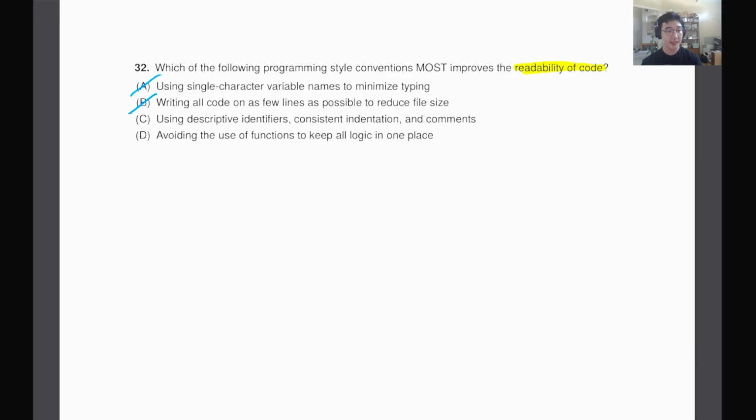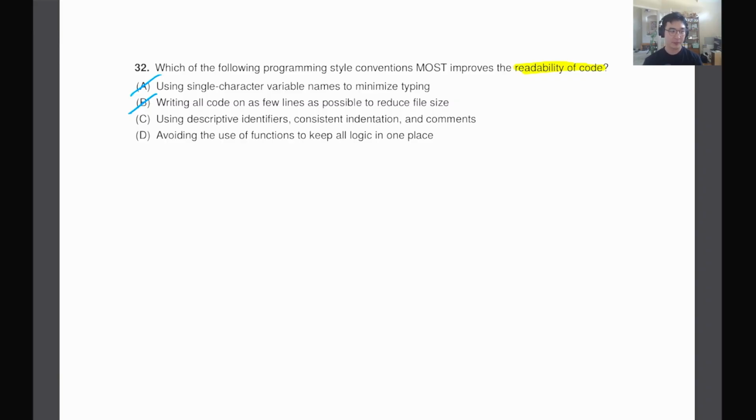Do we want to use descriptive identifiers, consistent indentation, and comments? Yes, that would definitely improve the readability of code. If we use descriptive identifiers such as good variable names, good function names, consistent indentation to show what belongs inside what, loops and conditionals, as well as comments to help ourselves remember what we did a week ago, or people maintaining our code a year from now.